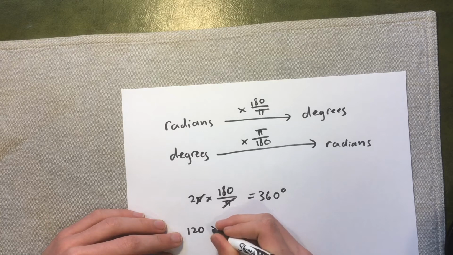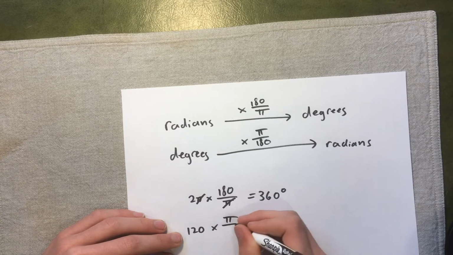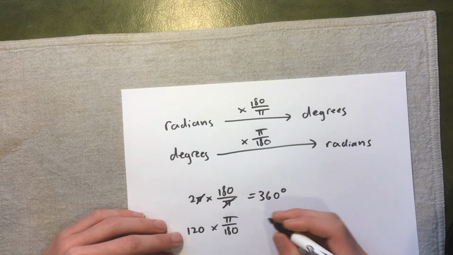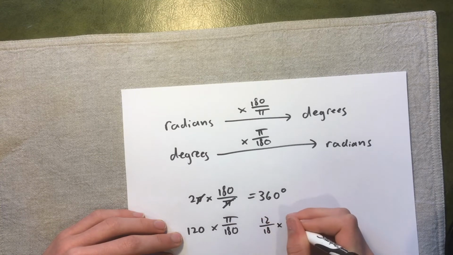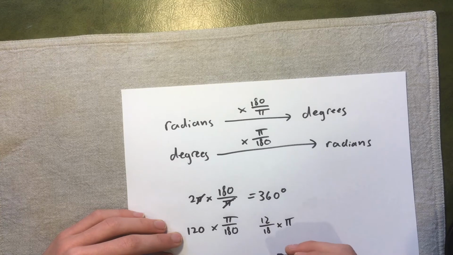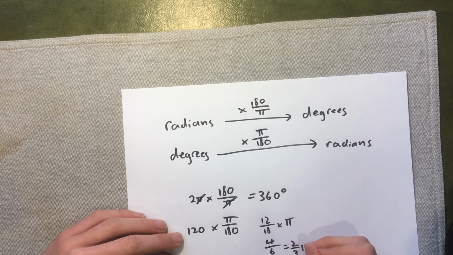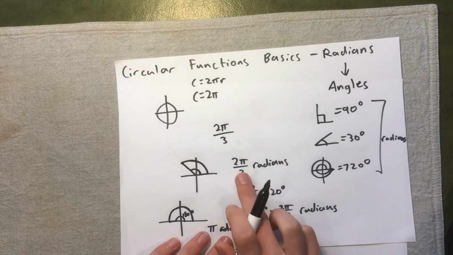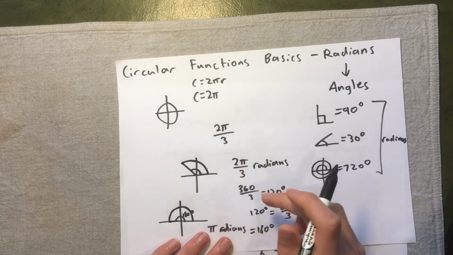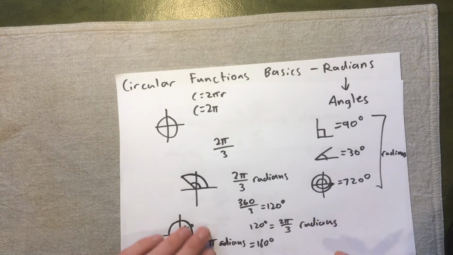Let's say we have 120 degrees. To get to radians, we have to multiply by pi over 180. So we get 120 over 180 times pi. You can divide both of them by 3 again, so you get 4 over 6 equals 2/3 pi. And that correlates with what we did back here. 2/3 pi is equal to 360 divided by 3, 120 degrees.